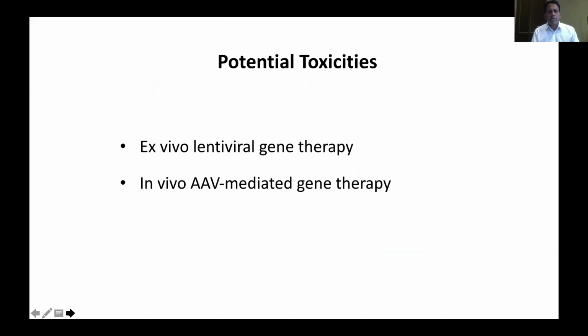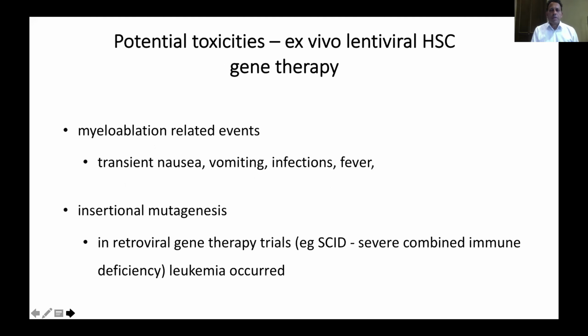I want to, in the last few minutes, point out that there are potential toxicities for both in vivo and ex vivo gene therapy. Just to mention, again, for ex vivo gene therapy, that myeloablation, meaning the chemotherapy, does lead to certain events: vomiting, infections, fever, all related to immune suppression. And something we cannot rule out, but we haven't seen with the lentiviral gene therapy so far, is the insertional mutagenesis. This has been seen in related gene therapy trials using retroviruses, but so far not in a lentiviral gene therapy trial where no leukemia or lymphoma has occurred.